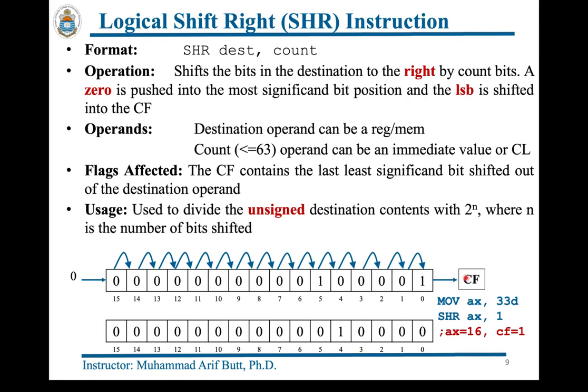And the most common use of a logical shift right instruction is to divide the unsigned destination contents by 2 raised to the power n, where n is the number of bits shifted. You can note that before the shift operation, the 16-bit AX register contains 33, and after the shift right by 1 operation has been performed, this value is divided by 2, so it becomes 16.